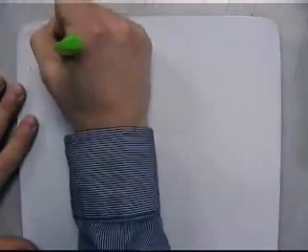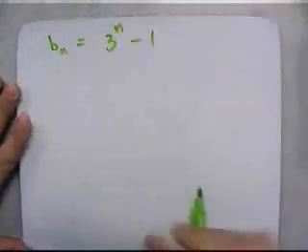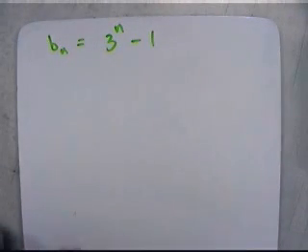Now let's go ahead and do this one. Let's say we have b sub n, and we'll say b sub n is 3 to the n minus 1. And we want to find the first 5 terms of this sequence.